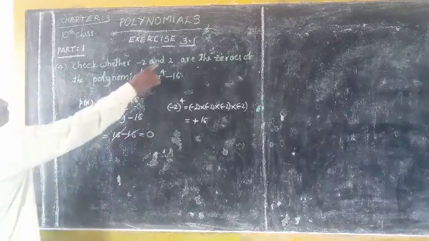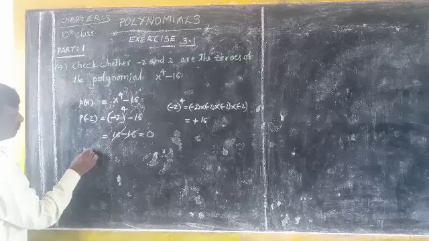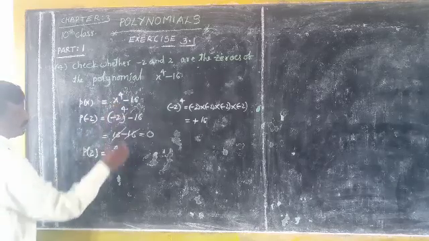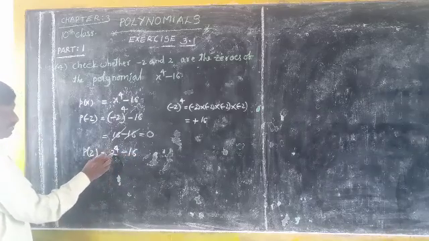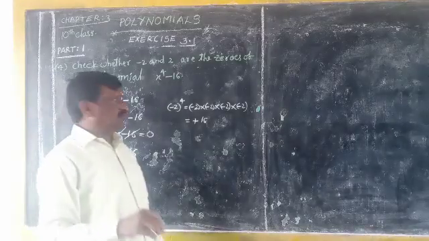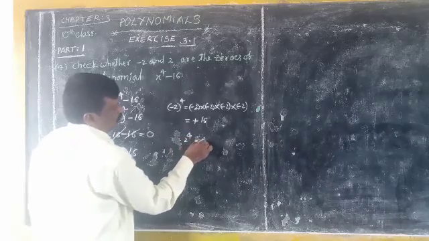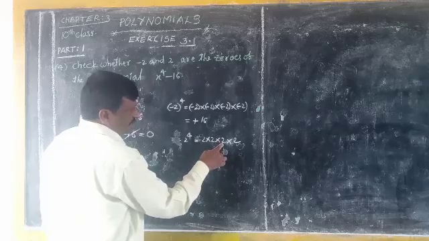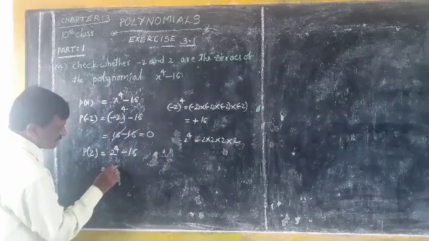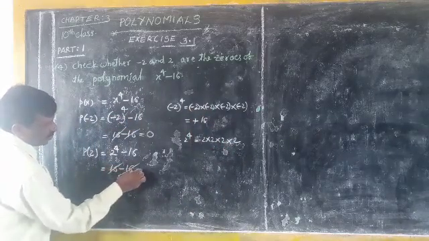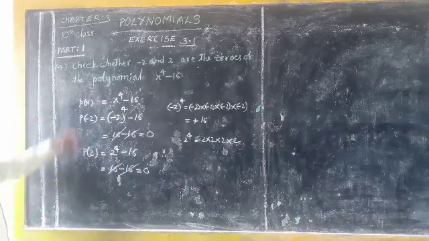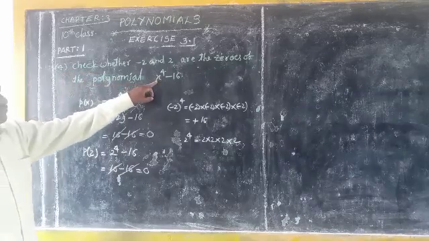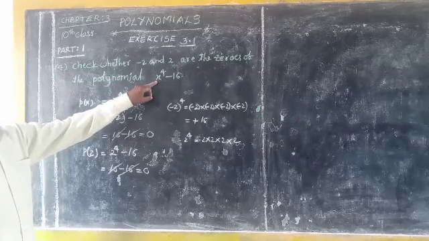As well as 2. P of 2 is equal to putting 2 in place of x. 2 to the 4 minus 16. 2 to the 4 is 2 into 2 into 2 into 2, which is 16. 16 minus 16, so both give 0. So minus 2 and 2 are the zeros of the polynomial x to the 4 minus 16.